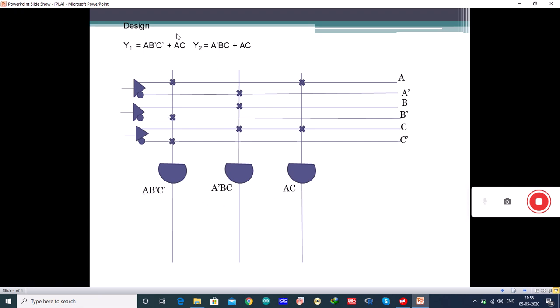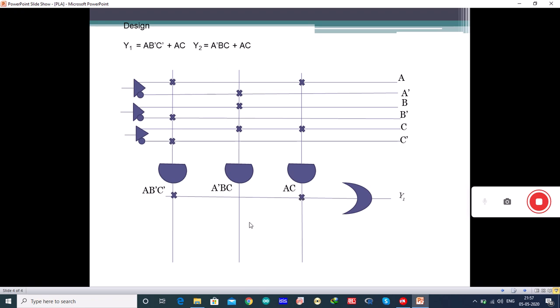Now you can see for output Y1 and Y2 you need to use an OR gate because it is a plus symbol. So how many OR gates will be required? One OR gate for Y1 and one OR gate for Y2. Let us draw the first one for Y1. See, this is A, B bar, C bar. So here you have A, B bar, C bar and AC. Let us give the connections at A, B bar, C bar and AC.